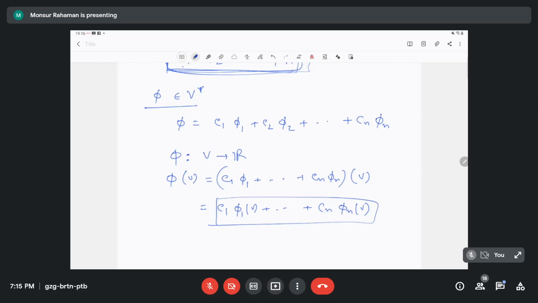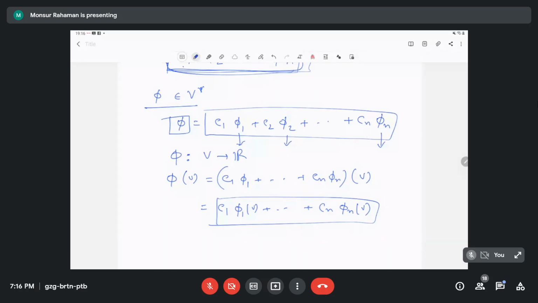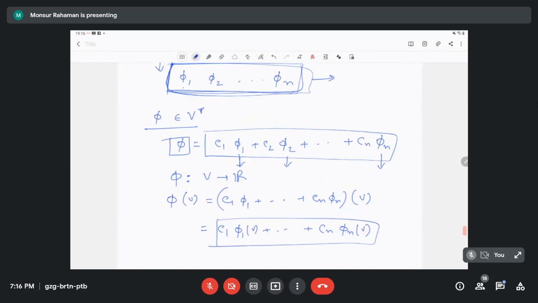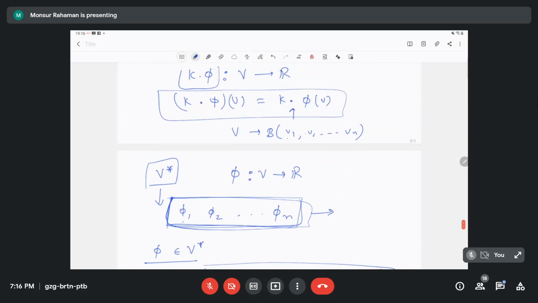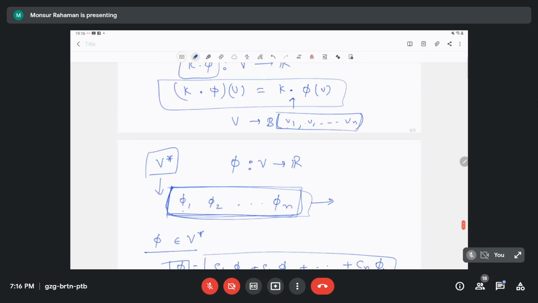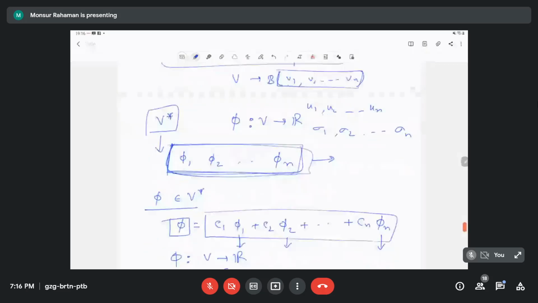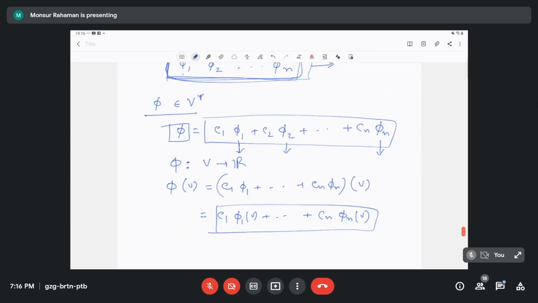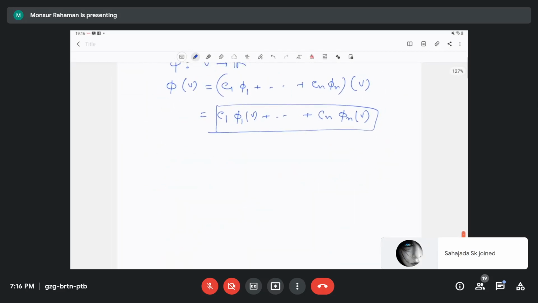So any function can be expressed with the help of these basis vectors you have already chosen. To find this basis, you have to start from the basis of V. If you choose another basis like u1, u2, up to un, you will find another basis of V star. So let's talk about the algorithm, how we are going to find it.